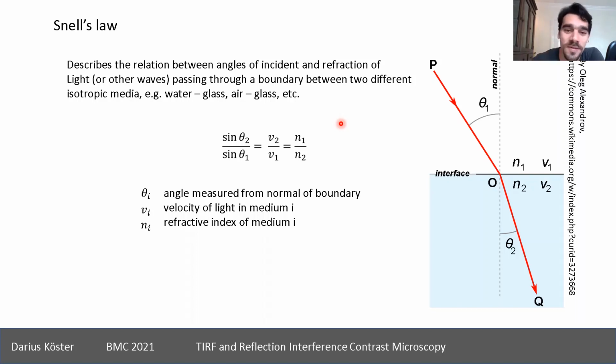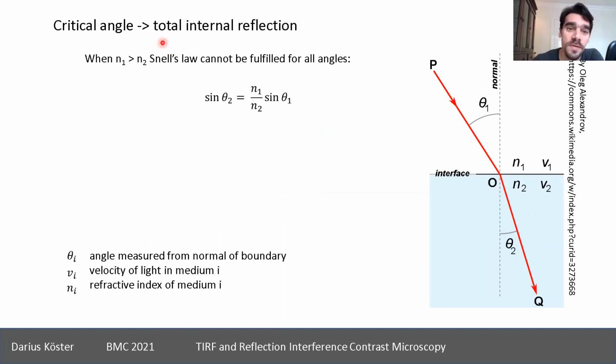If you look at this equation, we can see there are limitations to this law. It's not valid all the time. The angle at which Snell's law cannot be fulfilled anymore is called the critical angle. To see this, we change the equation a little bit and solve it for sine theta 2, and you can see this equation will not be valid every time.